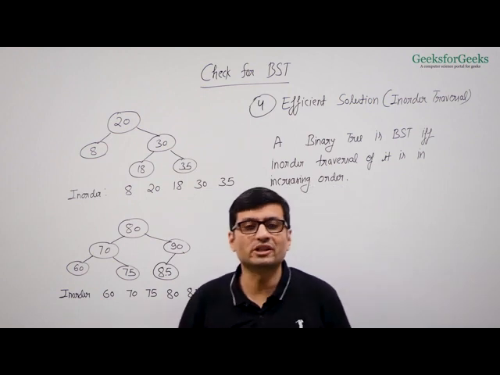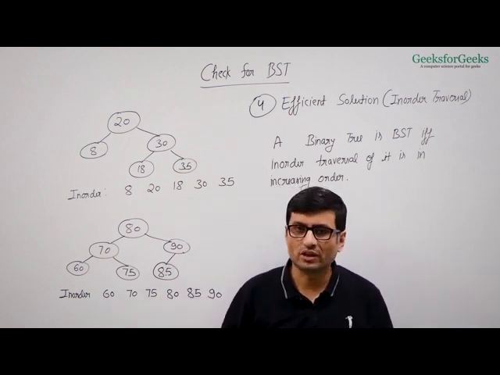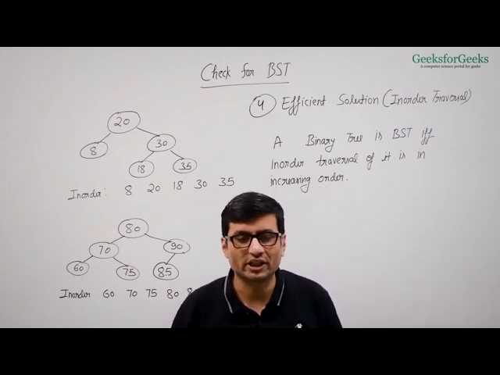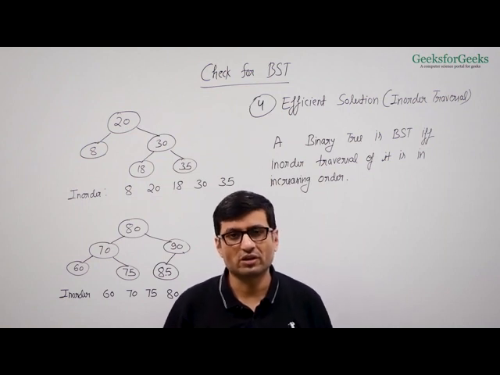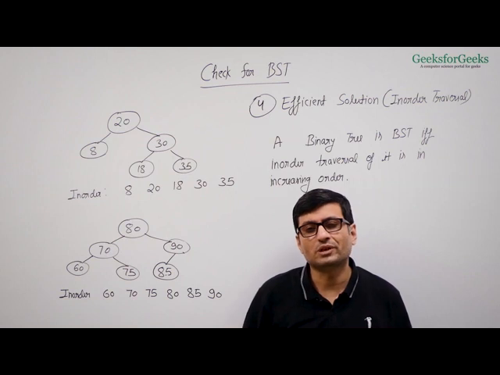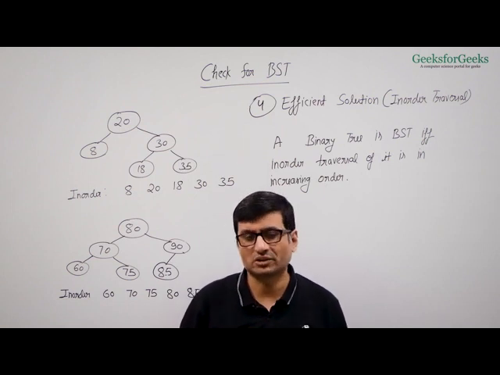Now how do you implement this solution? One simple implementation is you simply do an in-order traversal, store the in-order traversal in an array, and then simply traverse the array and check if the array is sorted or not. Now the tricky part is, how do you solve this problem without using an auxiliary array? Basically using big O of h extra space for recursion only.